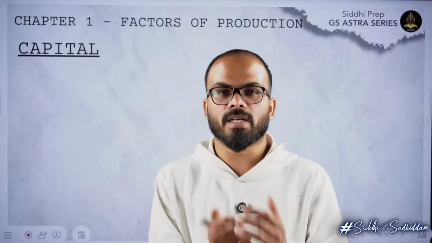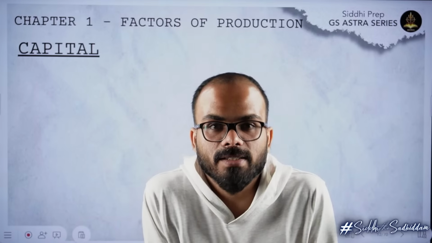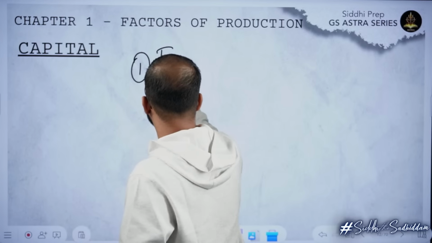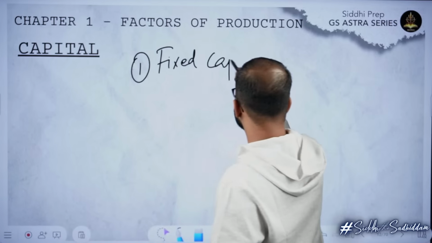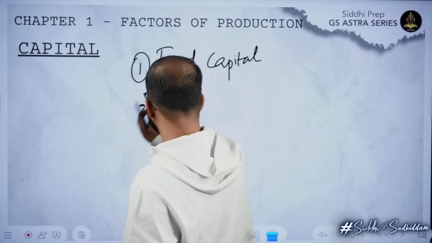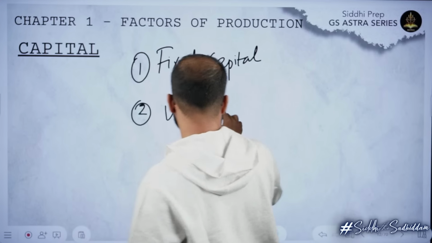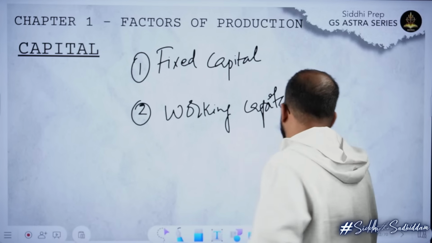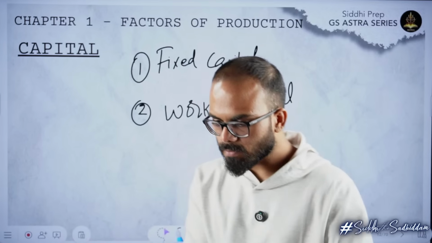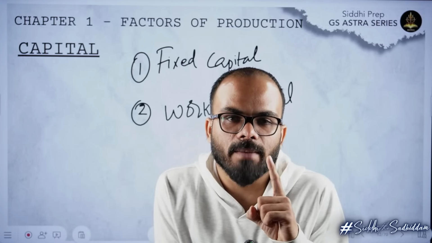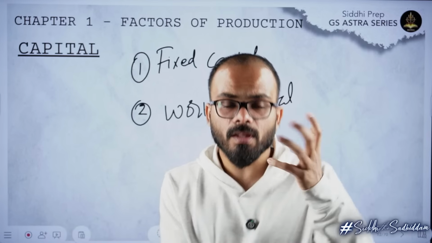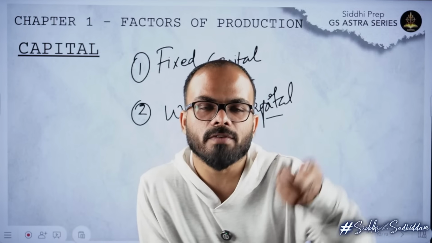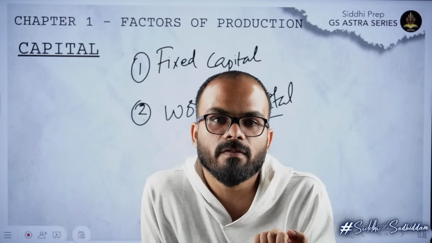And next, the most important thing is capital. As far as capital is concerned, there are 2 types of capital. One is fixed capital, and the other is working capital. One is fixed capital, the other is working capital. What is fixed capital? Can you tell me? Can you try and come up with, based on the word, based on the meaning, an example for what is fixed capital?